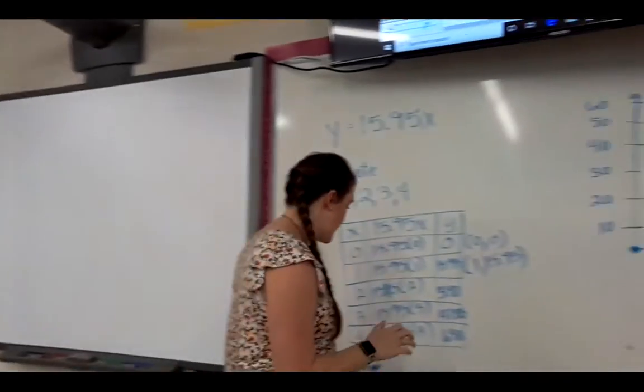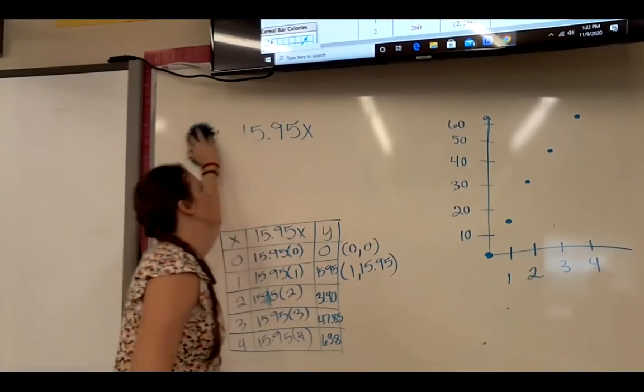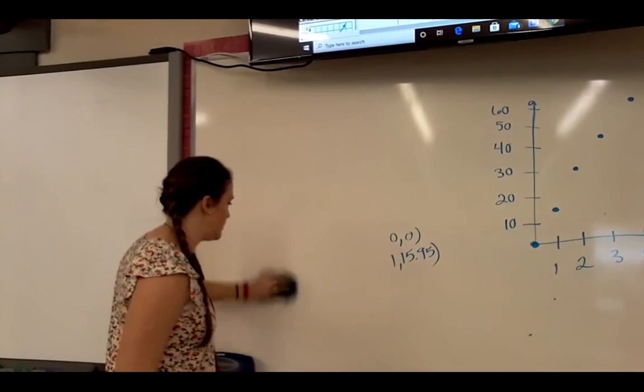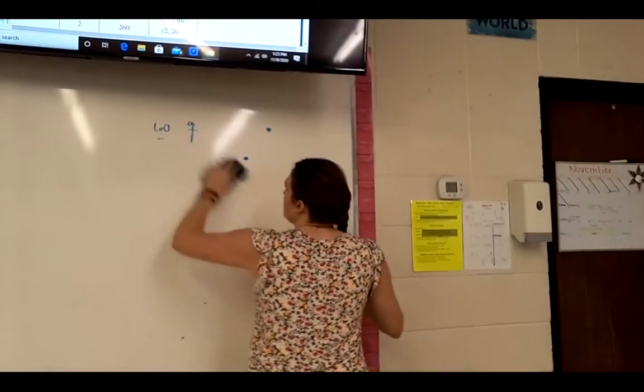Okay, example 5. Now we're going to look at graphing continuous data. So the one we just did was discrete. Now we're going to look at what it would look like if it were continuous. Yes, it's going to make a straight line. We know that when we graph.